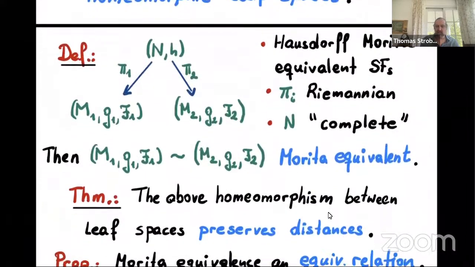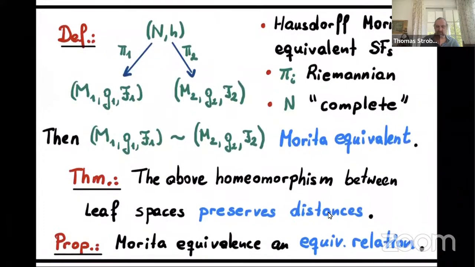So we adapted this to the context of singular Riemannian foliations. So we now have additional metrics. They satisfy this module version of singular Riemannian foliations. We now say that we have on N a metric H such that these surjective submersions are Riemannian submersions. And we have also one condition of completeness, so that geodesics can always be lifted to geodesics here at each point, so that you don't lose some point here. And then we call these singular Riemannian foliations Morita equivalent.